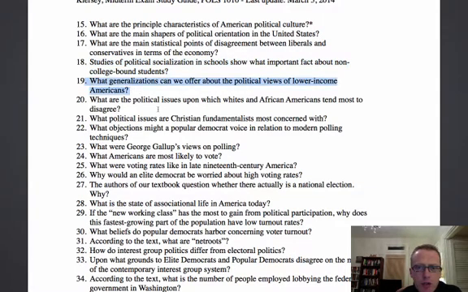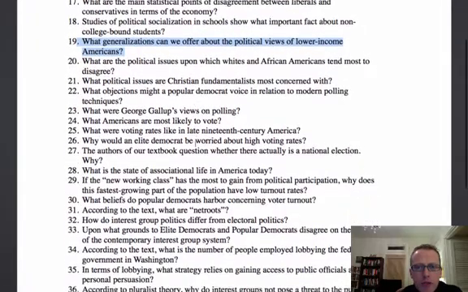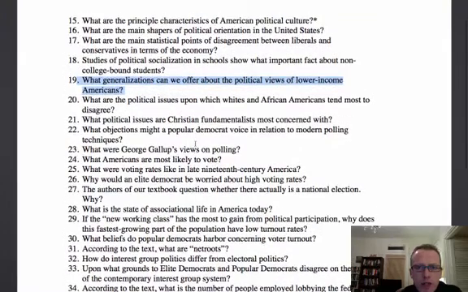What generalizations can we offer about the political views of lower income Americans? Generally, we would be looking here for things like the fact that they are passive, alienated, disempowered. They feel their vote doesn't matter. They feel their views don't matter. They feel the political system doesn't listen to them. And for that reason, they may feel very antagonistic towards that system.